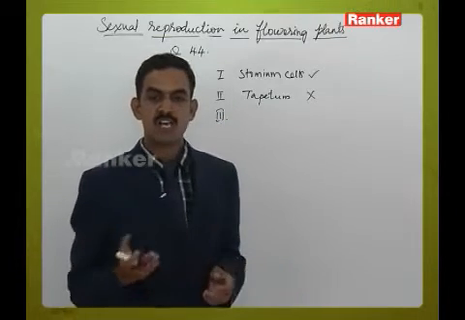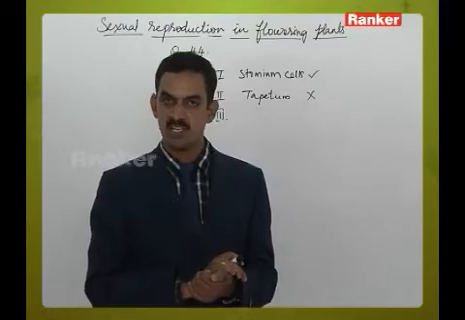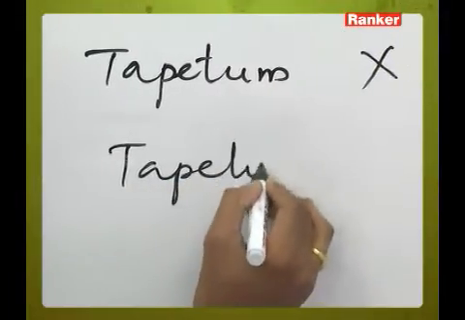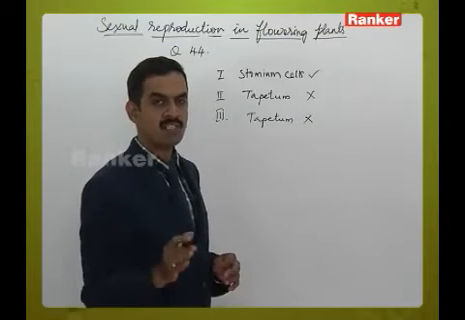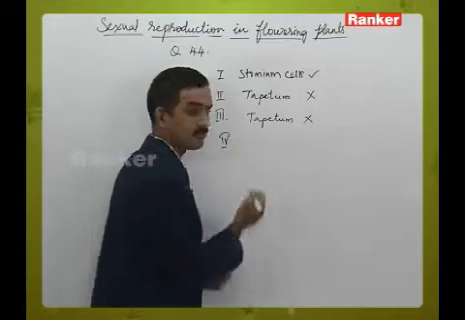Third one, cells of nutritive tissue which possess dense cytoplasm and more than one nucleus. This is also a character related to tapetum only. So already we said that it is a nutritive tissue but not a tissue which helps in the dehiscence of anther wall. Then coming to the fourth one.